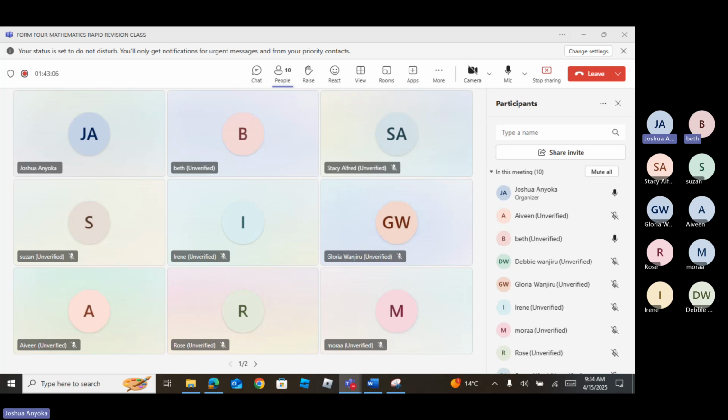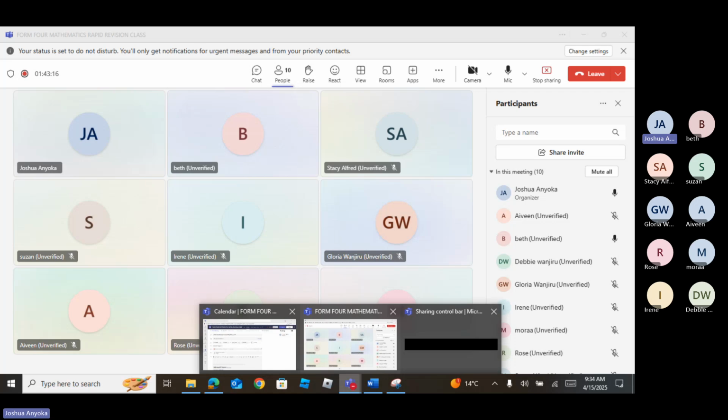Hey, Beth, ulipotea na swali ni yako. Ilikuwa naniambia searching for network. Yako.